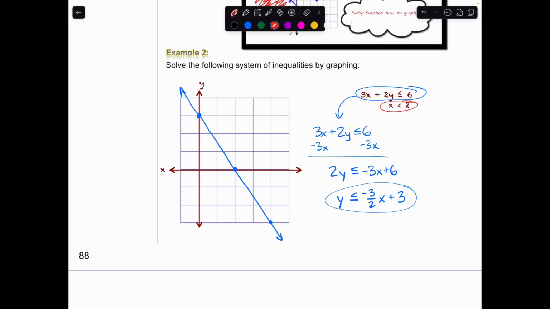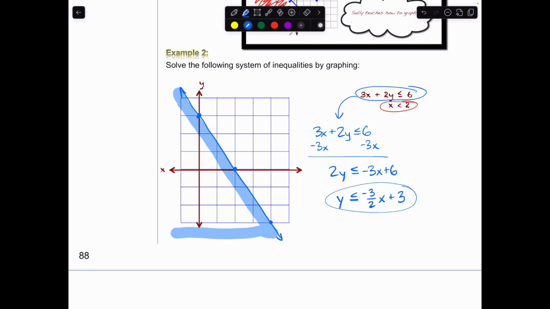And then we can graph our second line. Oops. Before we do that, this is an inequality. We need to shade, and because it says less than or equal to, we're going to shade below the blue line.